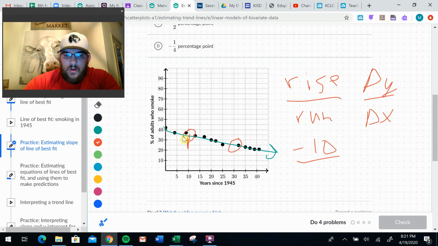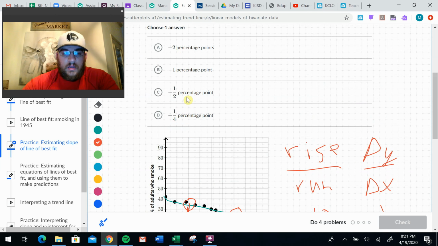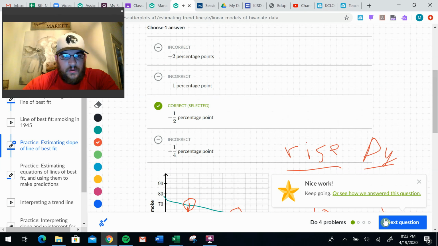And then my run, we're going to go from 10 to 30. So my run would be a change in positive 20. Well, negative 10 divided by 20 would be negative 1/2. So if we look at my answers up here, okay, luckily this time I got an answer that's exactly matching negative 1/2 percentage point. So that should be the correct answer.